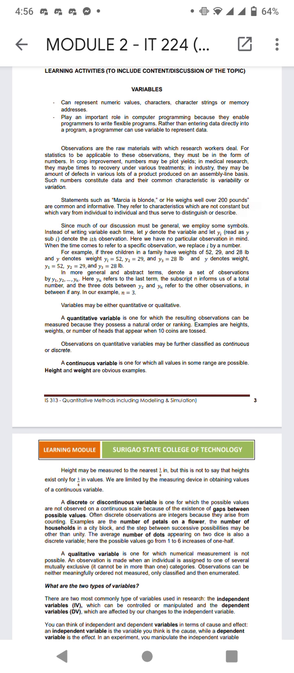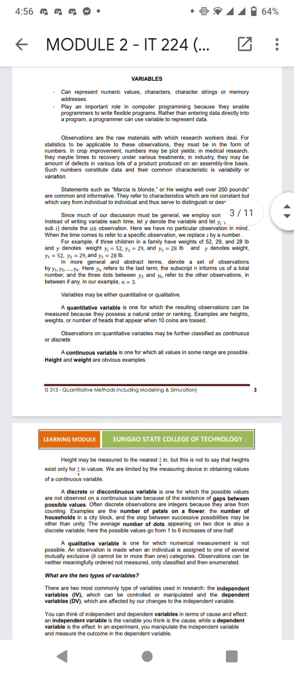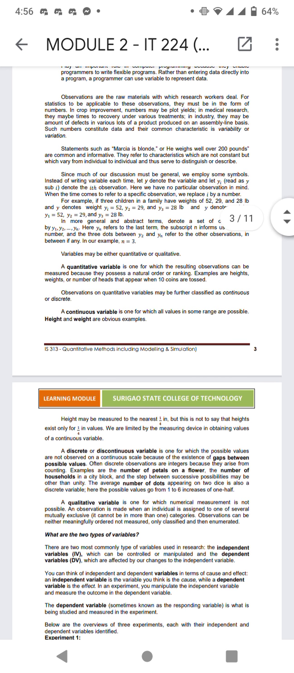So we have variables that may be either quantitative or qualitative. A quantitative variable is one for which the resulting observations can be measured because they possess a natural order or ranking. So what we have discussed earlier about types of data, the nominal, the interval, the ratio, etc. Here we can see that they could be used as a natural order or ranking. Examples are heights, weights, or number of heads that appear when 10 coins are tossed.